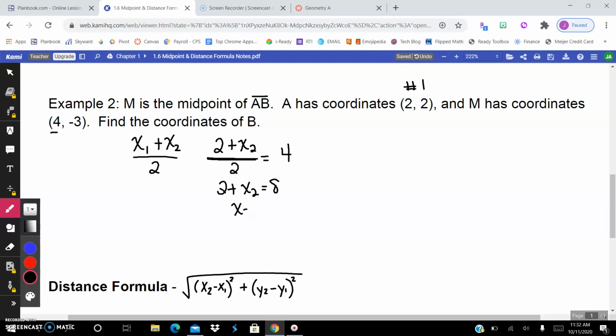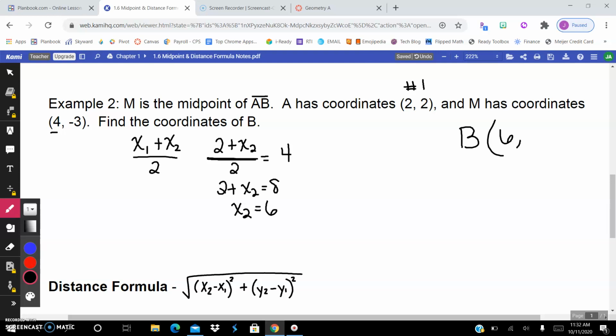So I'm going to have x sub 2, and 8 minus 2 would be 6. So we're finding the coordinates of point B, and I just figured out that x value should be 6. And I have to do the same thing for the y value.